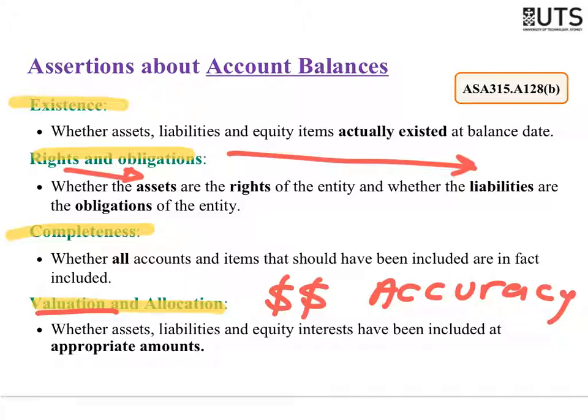Accuracy is much more straightforward. Accuracy of a sales transaction, you can check whether that number is correct by just checking it against the invoice or checking it against the quantity that they purchased times the price that they paid. It's pretty straightforward. Valuation is a much more complicated process.